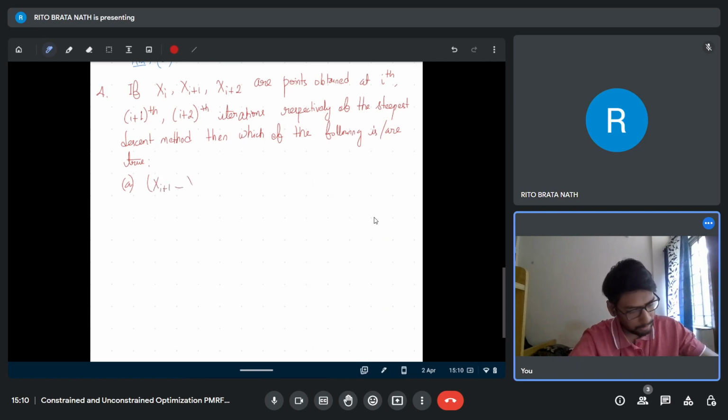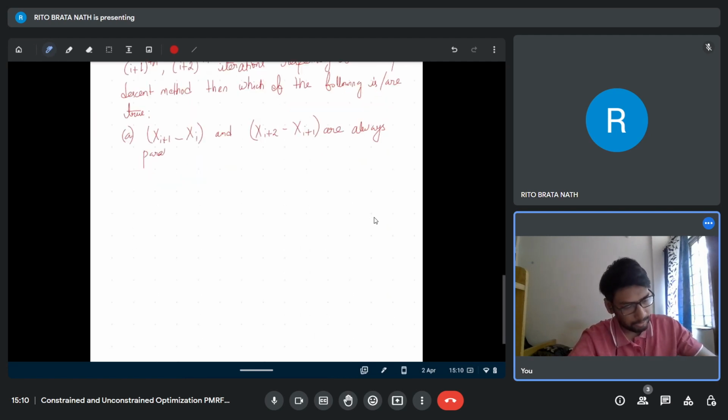Plus 1, sine and 6 plus 1 are always parallel to each other. Sine plus 1, 6 sine and sine plus 2 minus 6 sine plus 1 are always perpendicular to each other.